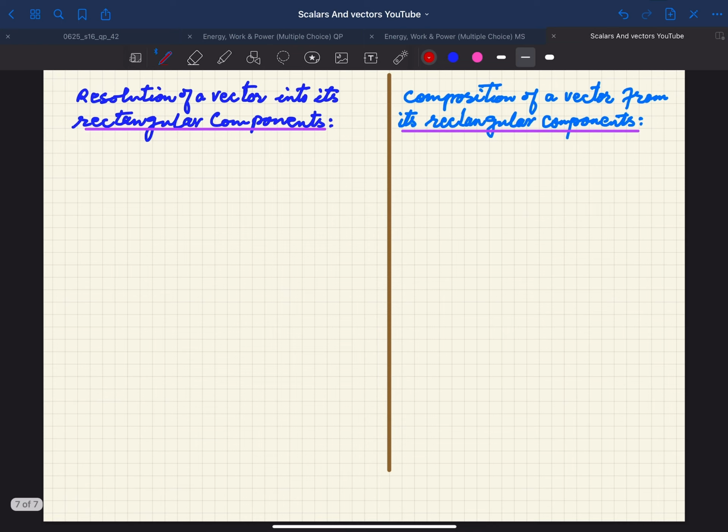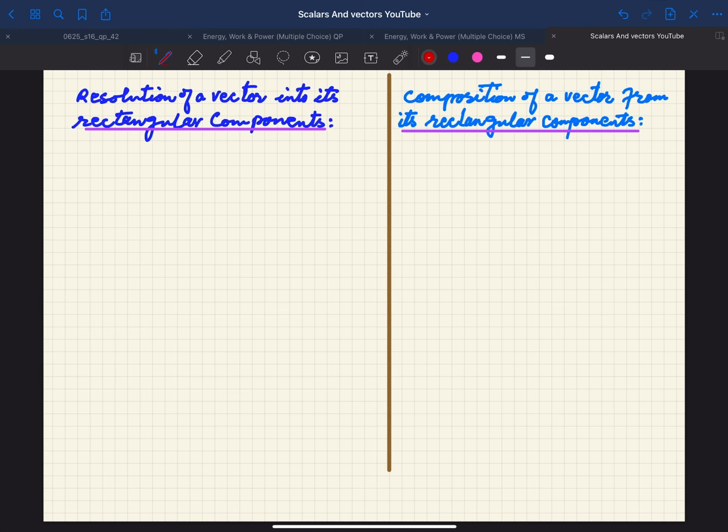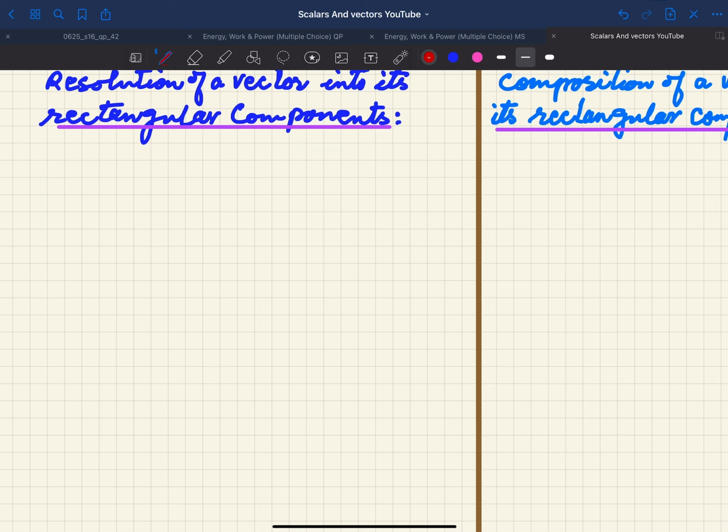Now quickly we want to know how we can resolve a vector into its rectangular components. I have drawn a very simple diagram, and we can redraw this just to give you the idea and a little mathematics about this situation. Here suppose you have one vector and here you have another vector.